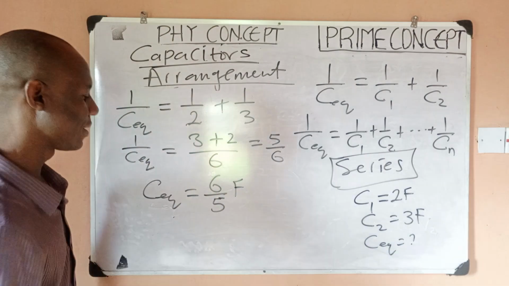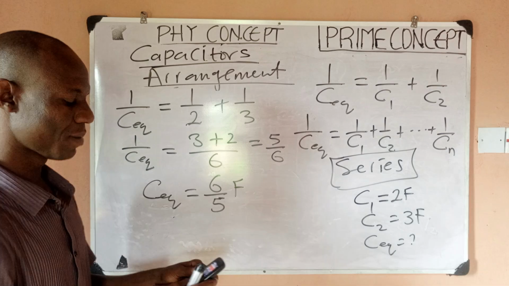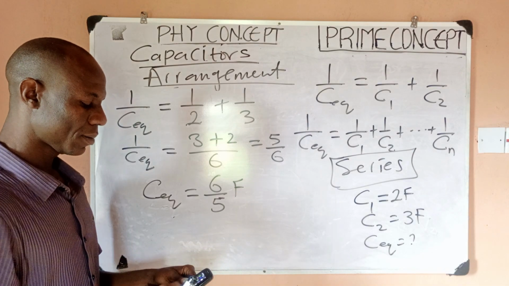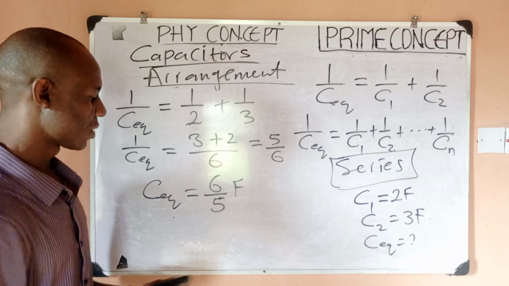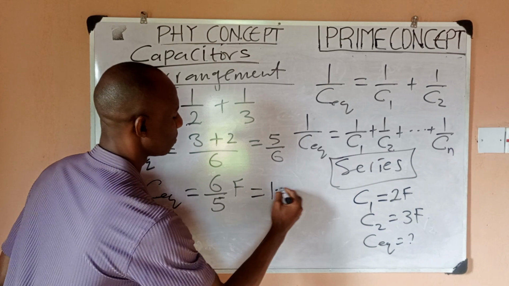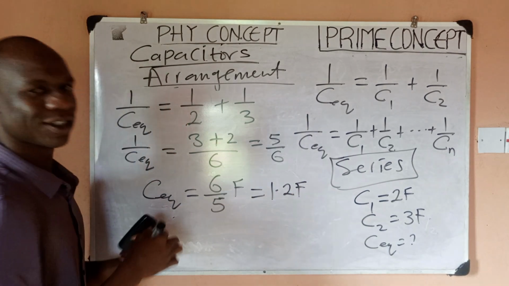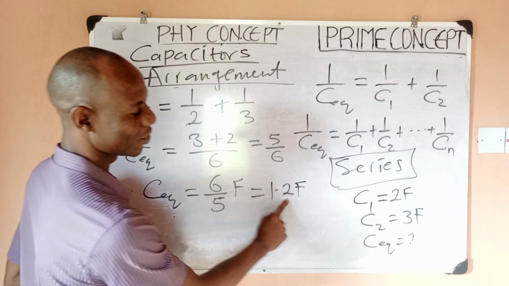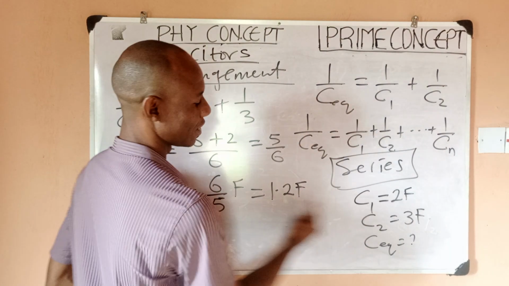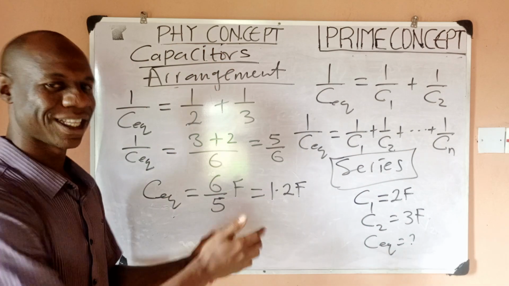So that C equivalent becomes the reverse, which is now 6 divided by 5. So if you divide this, 6 divided by 5 is going to give me 1.2 farad. So what did you observe? Very correct. You observe that the equivalent, which is 1.2, is smaller than 2 and is also smaller than what? 3. So take note of this point.